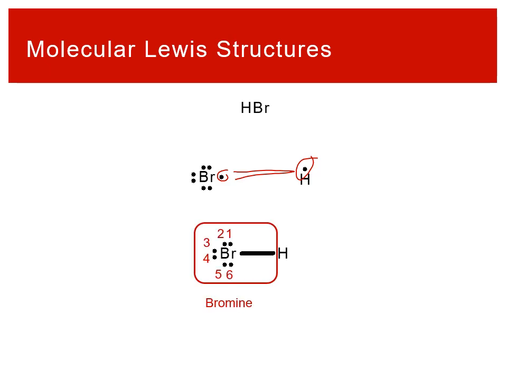I start with my lone pairs, count the dots. Those 6 dots in 3 lone pairs are all associated with the bromine atom. And then I have the bond. That single line is 2 more electrons. That's 7 and 8 to get me to a total of 8 electrons associated with the bromine. It's got a full valence, follows the octet rule.